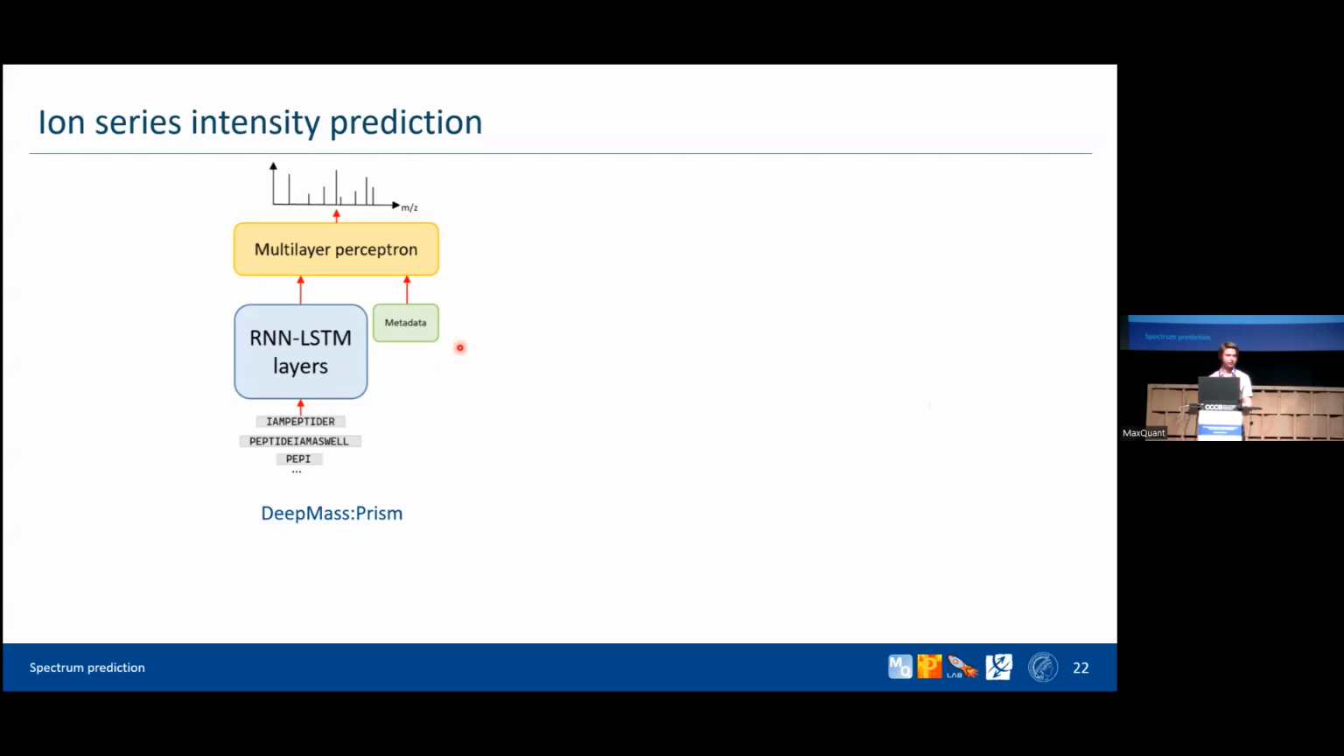Several neural network-based models have been developed for this task. And here we have a simplified scheme of DeepMass Prism, which is RNN-based. It has several long short-term memory layers, which receive peptides of various lengths and transform them into fixed length representations. These representations are later sent to a multi-layer perceptron, which outputs ion intensities.